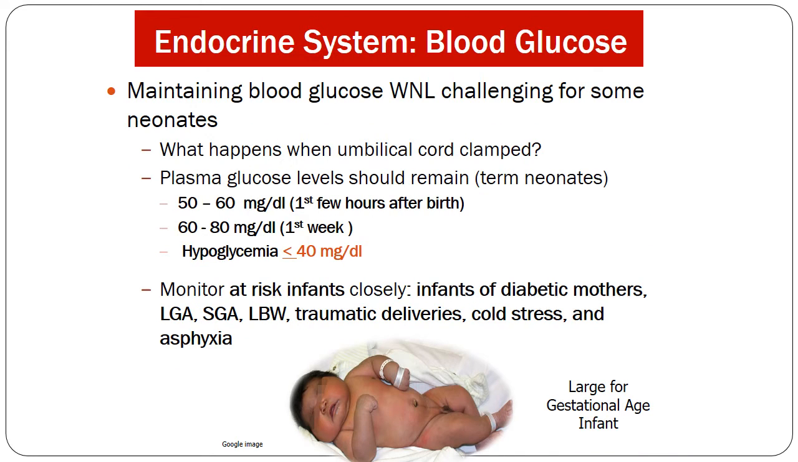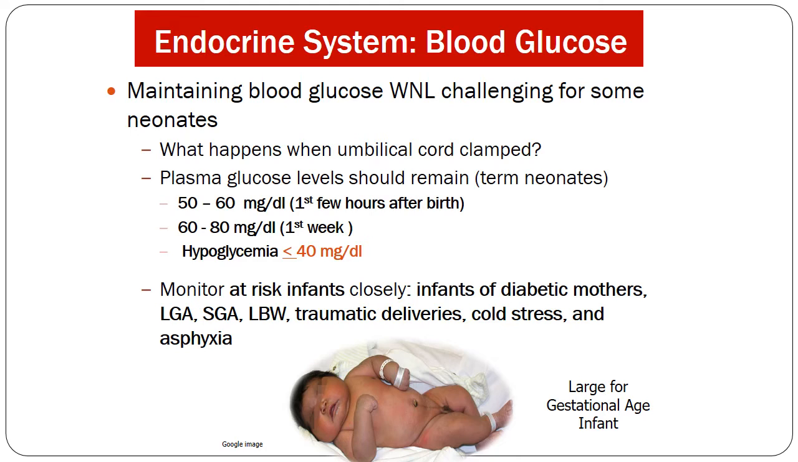So now we're going to look at the sweets. We've looked at the pink, we've looked at the warm, now we're looking at the sweet. So we want to maintain our blood glucose within normal limits, and it can be challenging for some babies. So what happens after the umbilical cord is clamped? Well, the baby's relying completely on themselves to seek out sources of nutrition. So that's why hopefully they've got a good suck, they'll latch well, their suck and swallow is coordinated, because now the source of nutrition is no longer available. They're not attached to mom, that's gone.